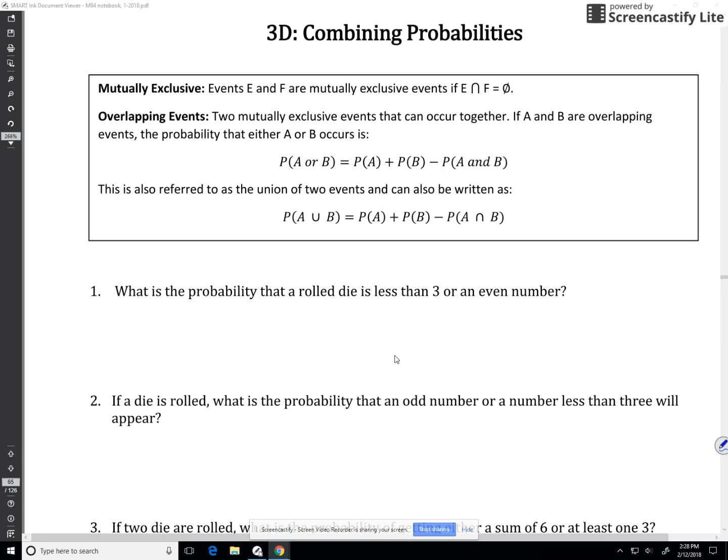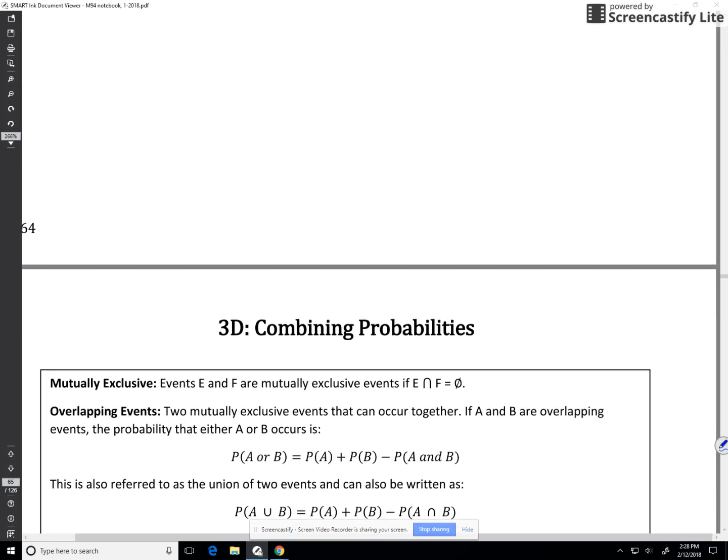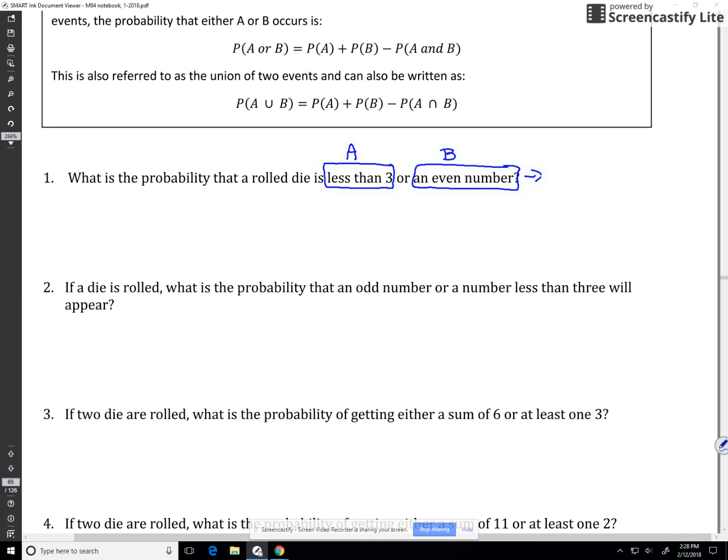So if you look at number 1, it says, what is the probability that a rolled die is less than 3 or an even number? So we have two events here, the idea that we have less than 3 or an even number. Okay, so if I call this A and I call that B, we're looking at the probability of A union B. Because remember, union means or. So we're looking at using this idea right there.